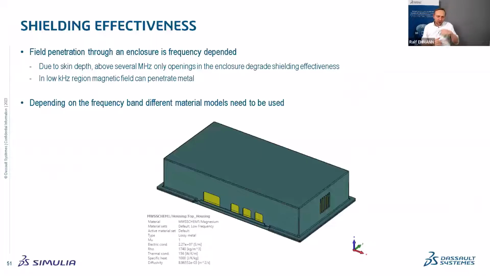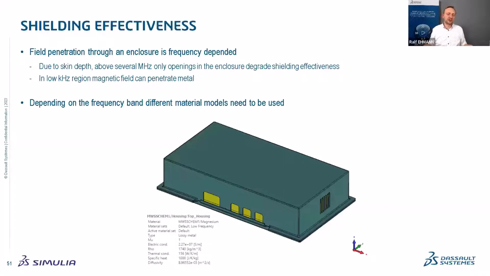I would not like to talk too much in detail about shielding effectiveness. It's also a part of Richard's presentation, which comes right after mine. But I would like to mention another important thing. Shielding effectiveness is, of course, frequency dependent, and especially at low frequency, basically in the low kilohertz region, the magnetic field can penetrate metal.